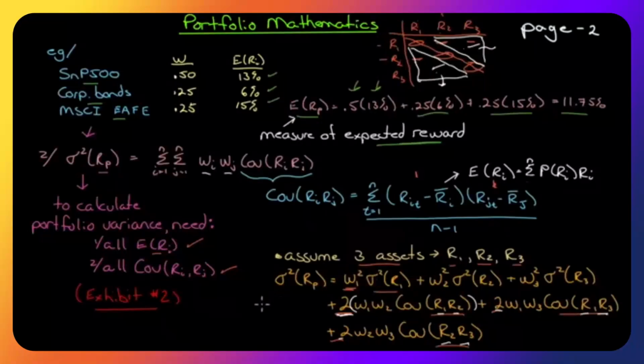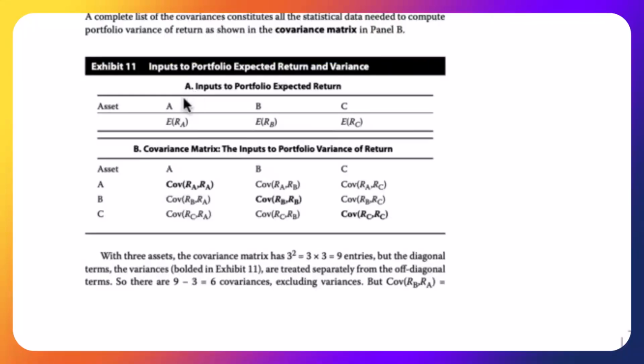Notice that when we're calculating portfolio variance, what are we doing? We have the weighted sum of 3 variances and 6 covariances, or 3 unique covariances twice. Let's have a look at Exhibit 11. So this is important. It'll help you when you get to portfolio management, and especially at level 3. It's heavy on portfolio management.